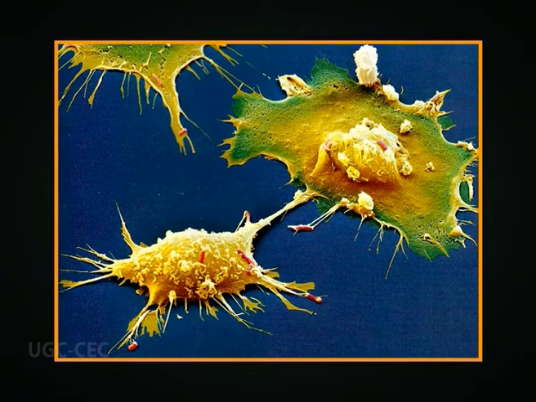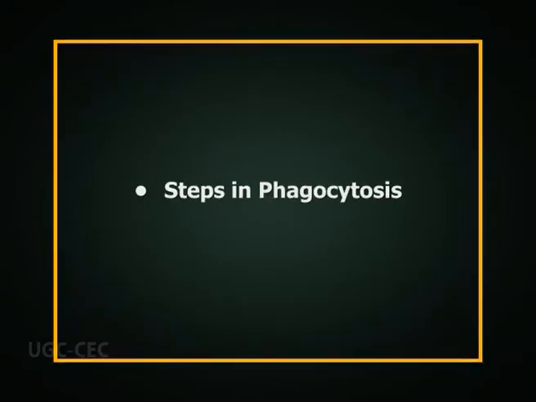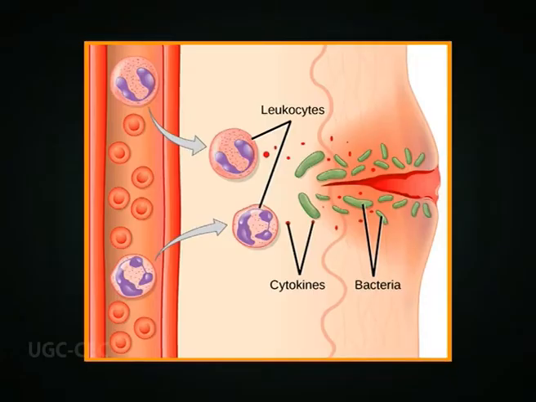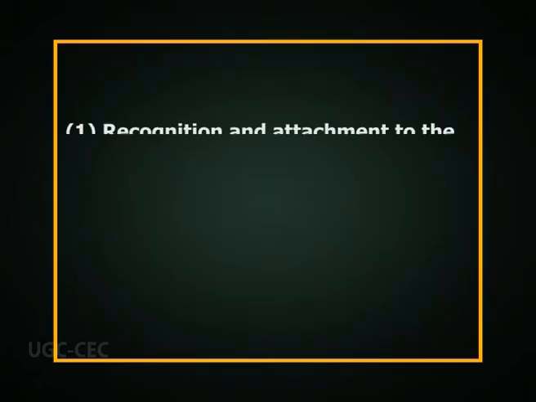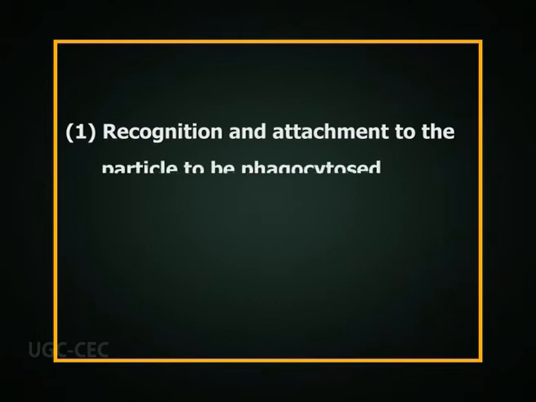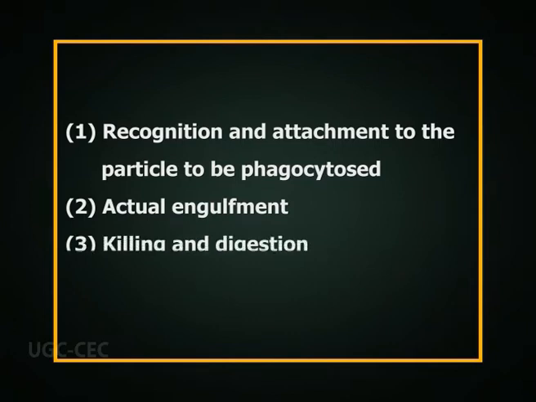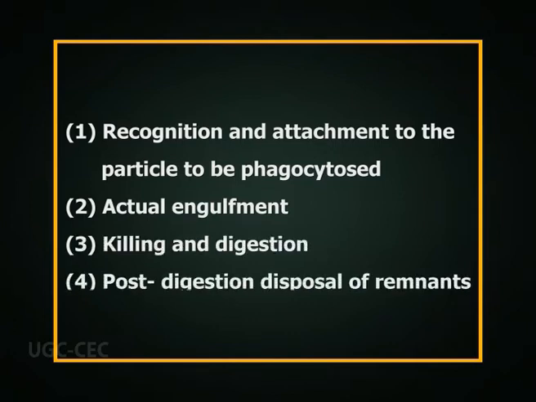Macrophages are actively motile, adherent, and intensely phagocytic. In addition, they can be activated by lymphokines. Now, what are the steps involved in phagocytosis? Mononuclear phagocytes exhibit non-immune and immune phagocytosis. This process consists of several steps: first of all, recognition and attachment to the particle to be phagocytosed, actual engulfment, killing and digestion, and post-digestion, that is, disposal of the remnants.